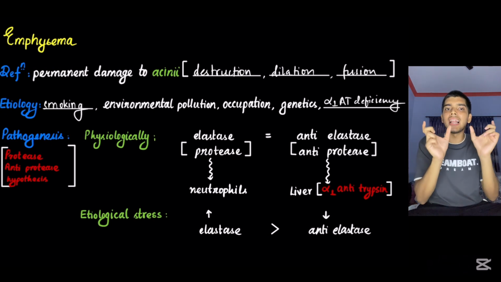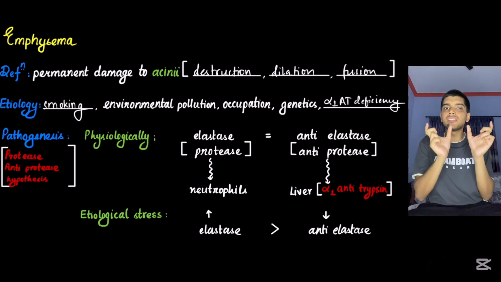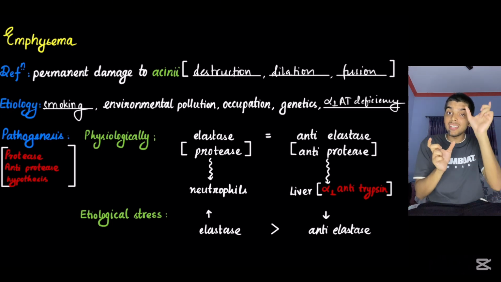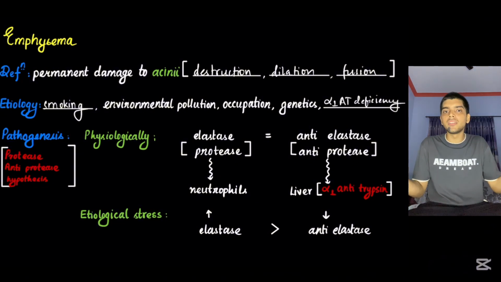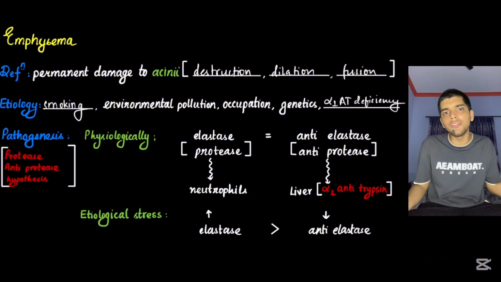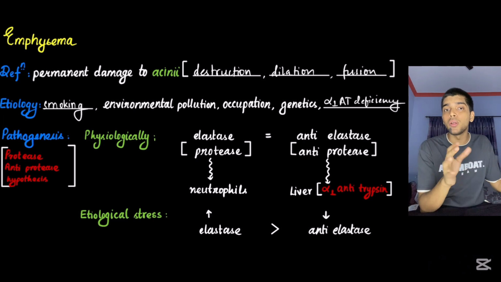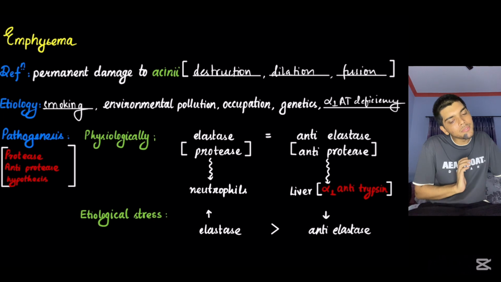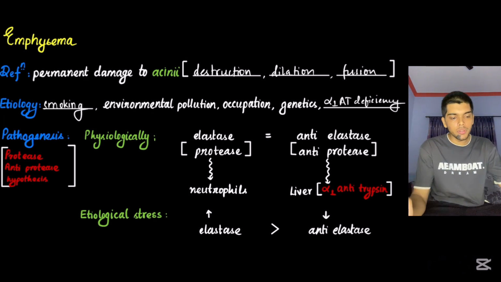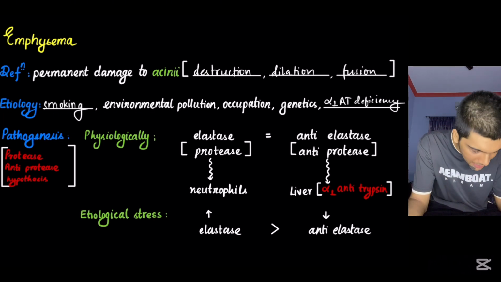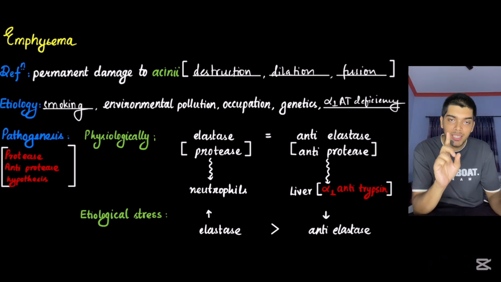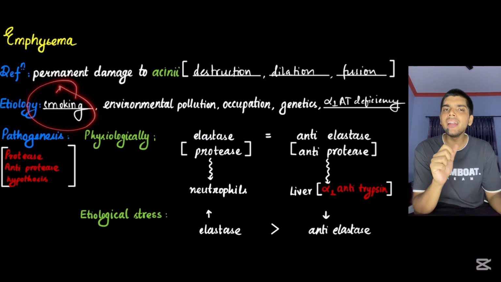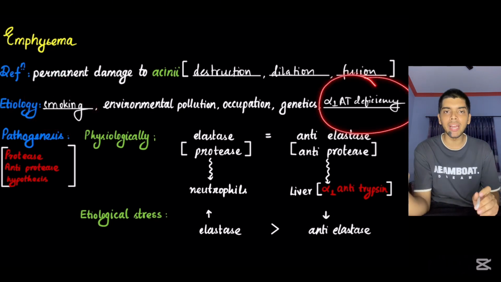In emphysema, elastase is more, or anti-elastase is less, or elastase is more and anti-elastase is less. Overall, elastase is more than anti-elastase. As a result, there is excess breakdown of elastic fibers. The alveoli lose their ability to recoil, and the person gets emphysema. Good. All right. So this is your basic pathogenesis. Now, specific pathogenesis for two etiological factors: the most common etiology, smoking, and the specific etiology, alpha-1 antitrypsin deficiency.